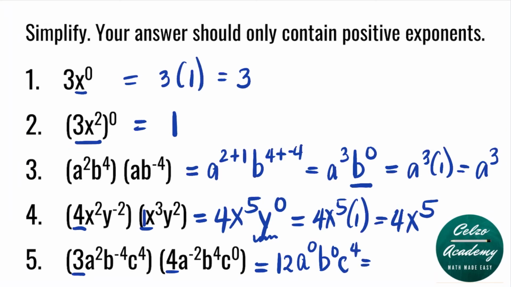What do you think is the answer for this problem? The answer to this problem is 12c to the 4th. The reason for this is a to the 0 is equal to 1, and b to the 0 is also equal to 1. So 12 times 1 times 1 times c to the 4th is 12c to the 4th.